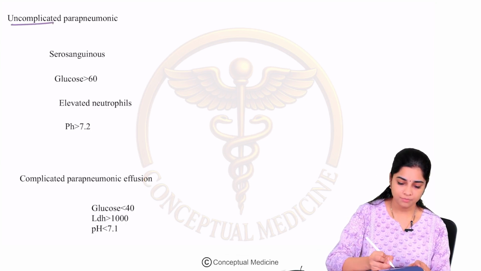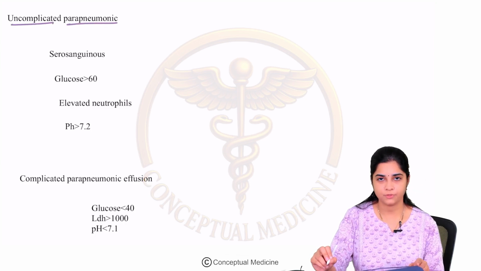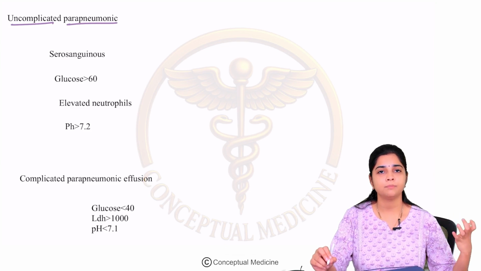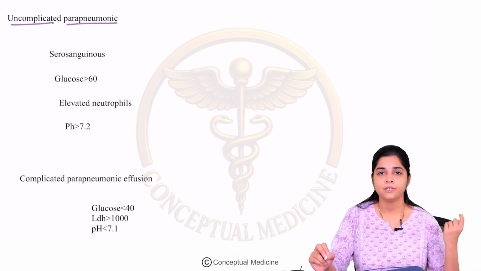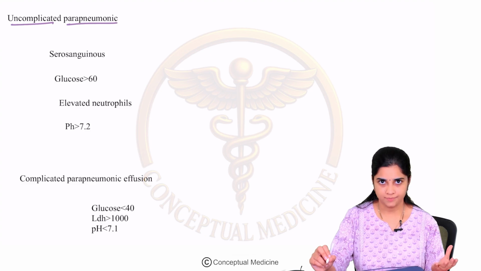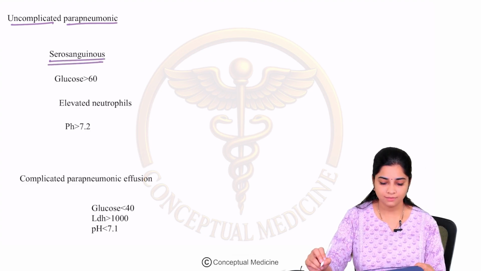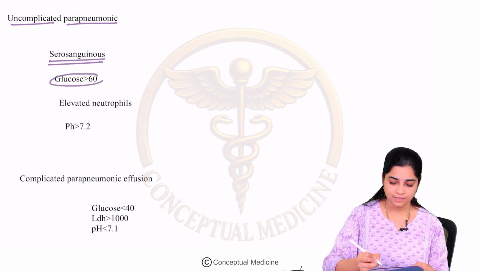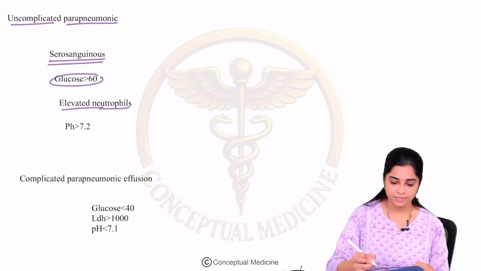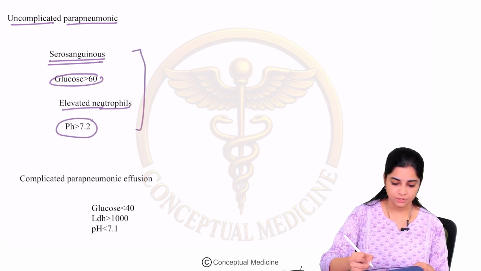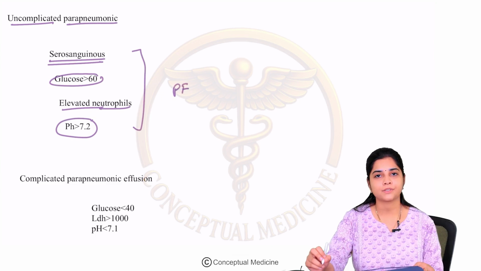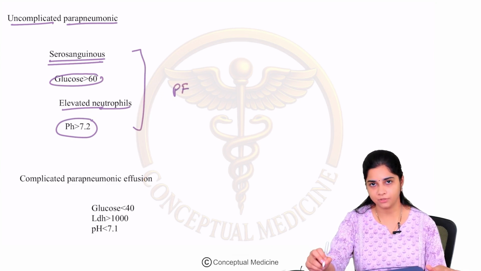So in an uncomplicated parapneumonic effusion, so you have a pneumonia and you have a parapneumonic effusion, right? So when do you call it uncomplicated? Uncomplicated is when the pleural fluid is serosanguinous in nature, the glucose levels are more than 60, it is predominantly neutrophilic in nature, and the pH is more than 7.2. So this is about the pleural fluid characteristics of an uncomplicated parapneumonic effusion.